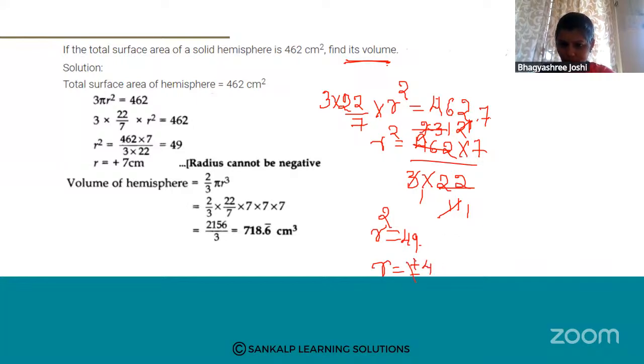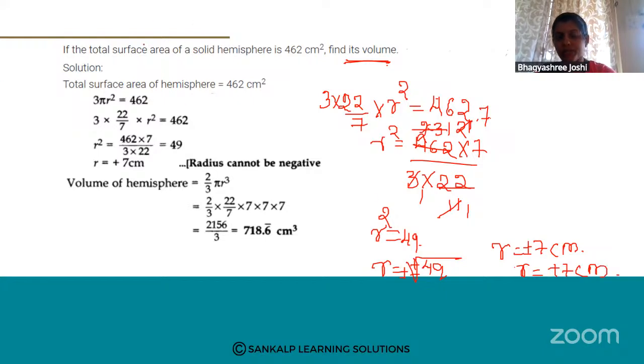That means what is r? r is plus or minus square root of 49. So r value is square root of 49 is 7, so plus or minus 7 centimeter. So radius cannot be negative. Therefore, we will take only r is equal to plus 7, that is 7 centimeter. Okay.